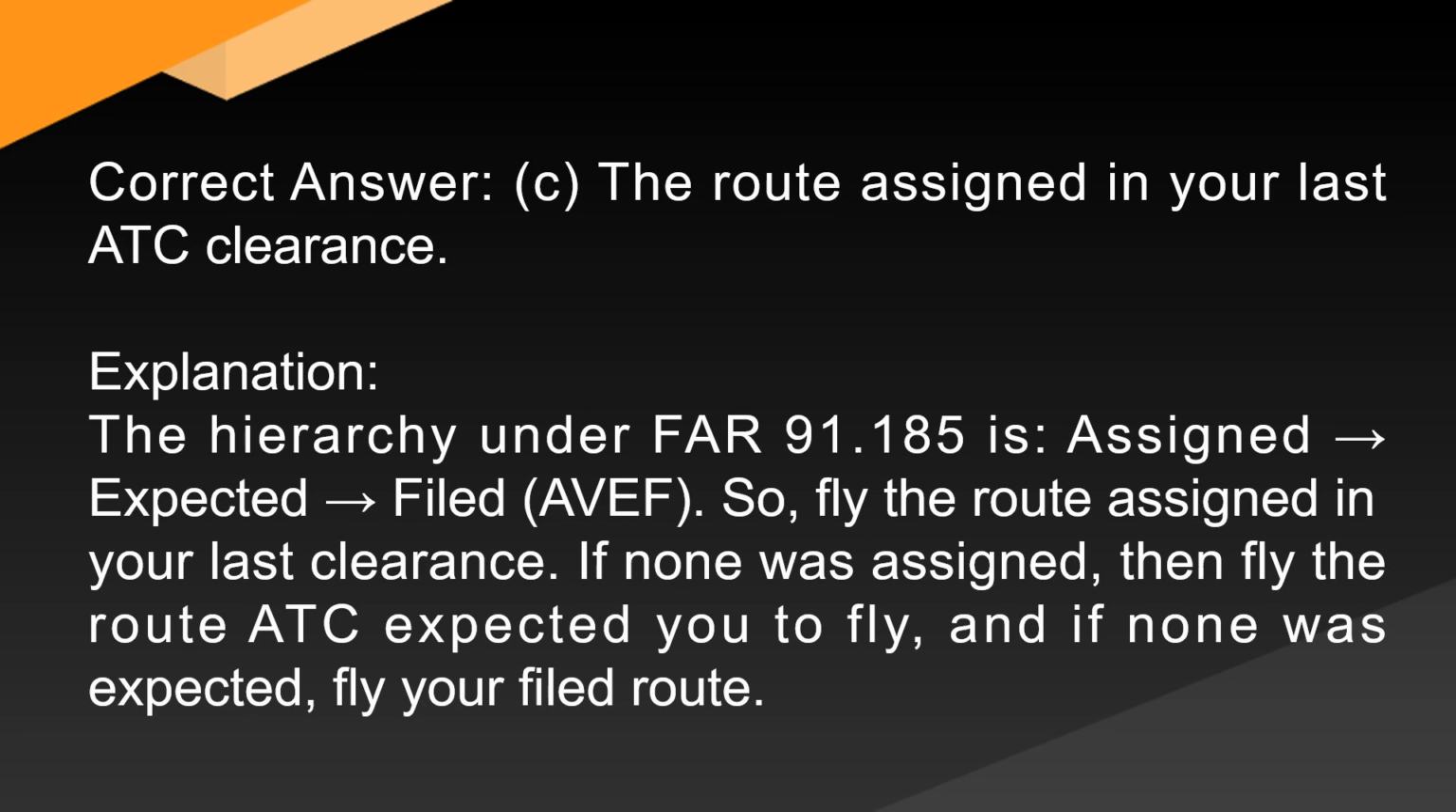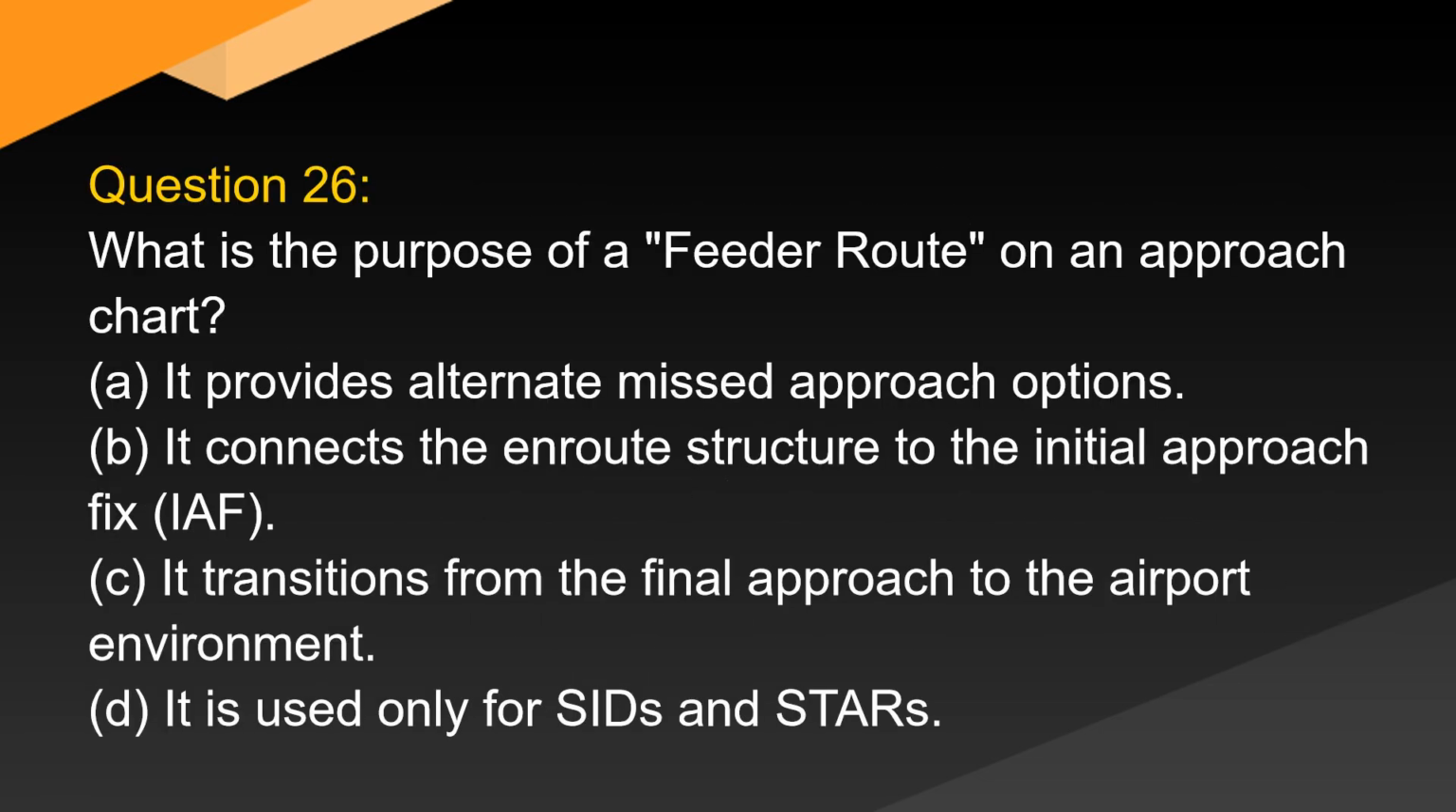Explanation: The hierarchy under FAR 91.185 is assigned, expected, filed, AVEF. So, fly the route assigned in your last clearance. If none was assigned, then fly the route ATC expected you to fly, and if none was expected, fly your filed route.